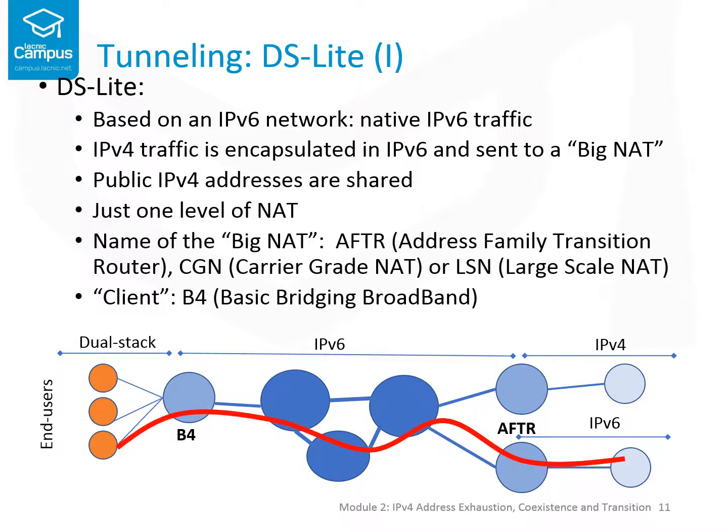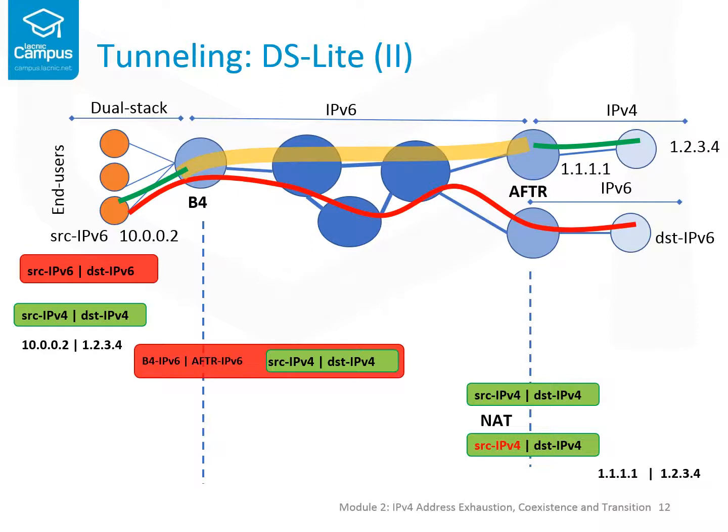Native IPv6 traffic is forwarded directly to the IPv6 internet. IPv4 traffic arriving at the CPE is encapsulated in IPv6 packets and sent to the AFTR, where the packets are de-encapsulated and NATed before being sent to the IPv4 internet. Now, let's see how DS-Lite works. IPv6 traffic travels natively from beginning to end.